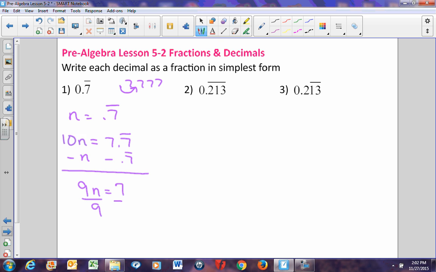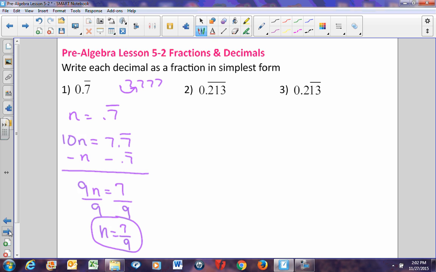Divide by 9, divide by 9, n equals 7/9. And at this point in time, somebody always asks me, do all repeating digits always end with a 9? Do they always have a 9 as a denominator? No. Don't get stuck into thinking that everything's going to end at 9 or 99. It's not.